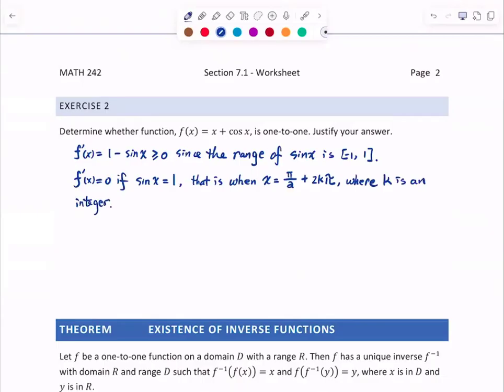Okay, so that means what? That means the derivative being equal to 0 is not on an interval. It's only at isolated points. Every 2 pi you get a 0. So it's only for isolated points.